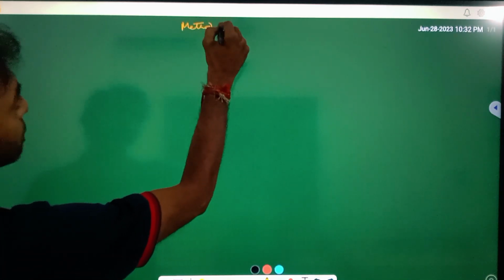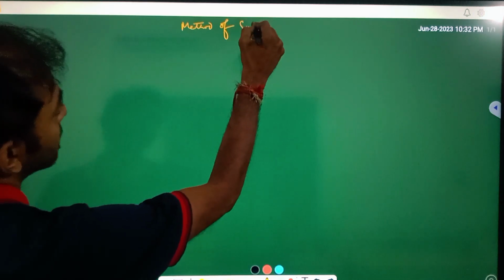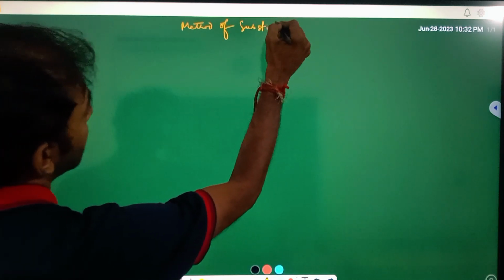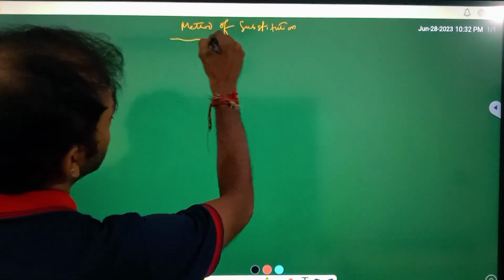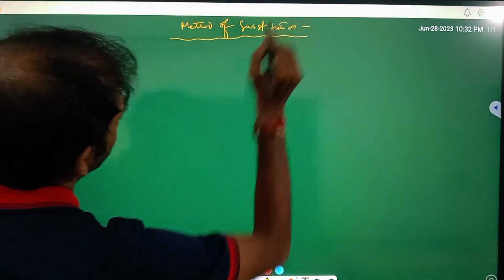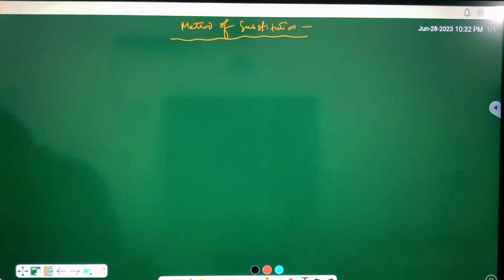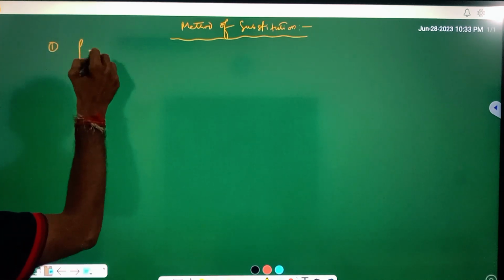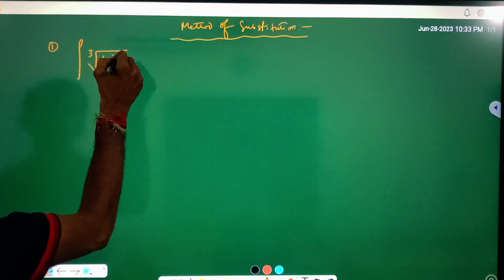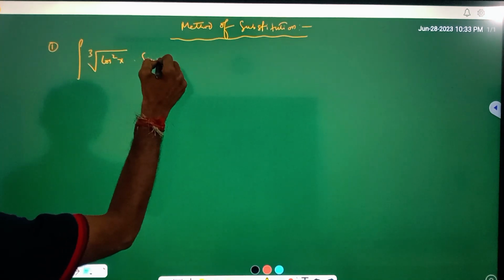So method of substitution, that's our second class of method of substitution related problems. Okay, so the first problem is integration of cube root of cos square x into sin x dx.